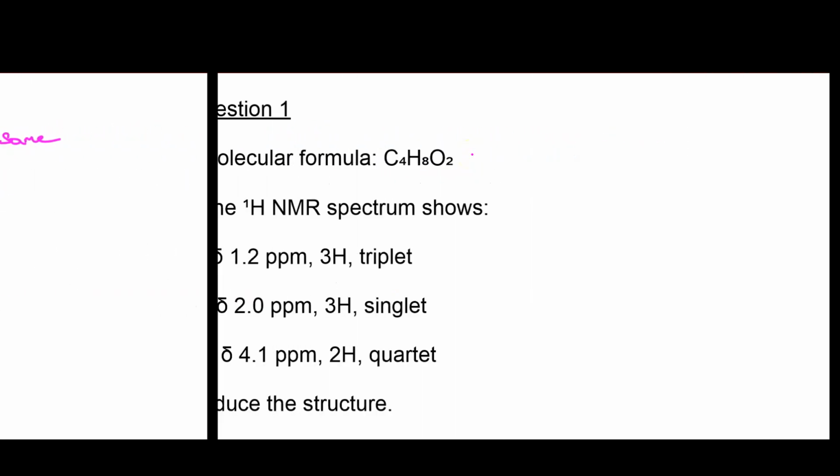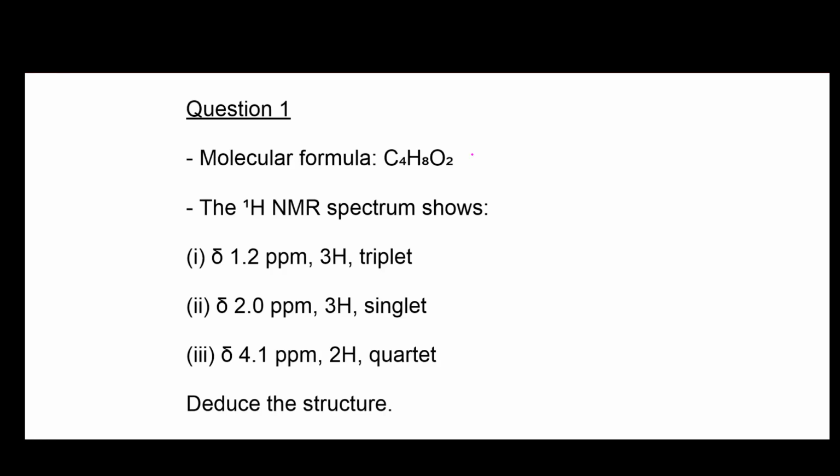Let's start with a compound with molecular formula C₄H₈O₂. The proton NMR data shows 3 signals: a 3-hydrogen triplet near 1.2 ppm, a 3-hydrogen singlet near 2.0 ppm, and a 2-hydrogen quartet near 4.1 ppm. We want to deduce the structure.